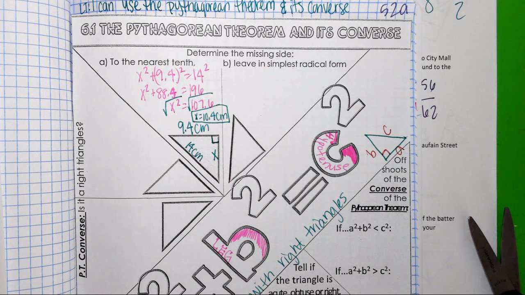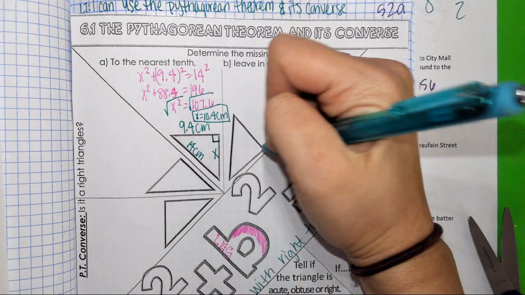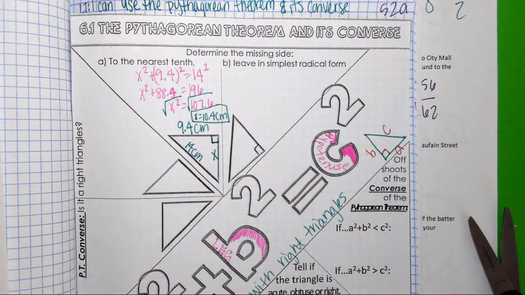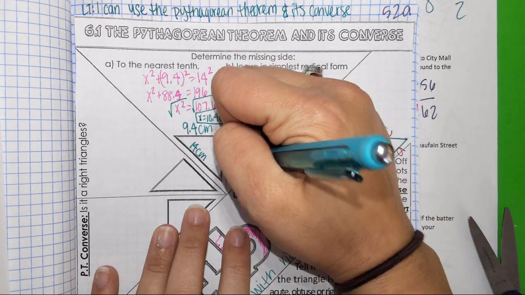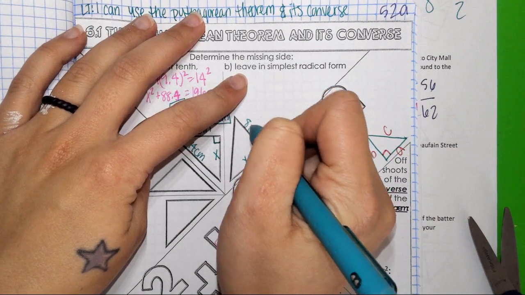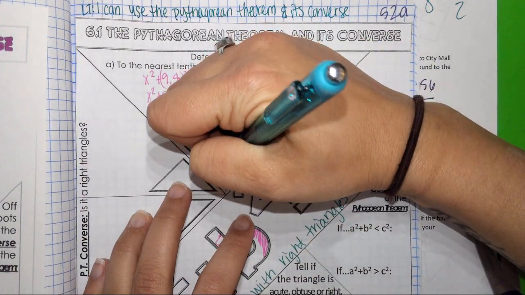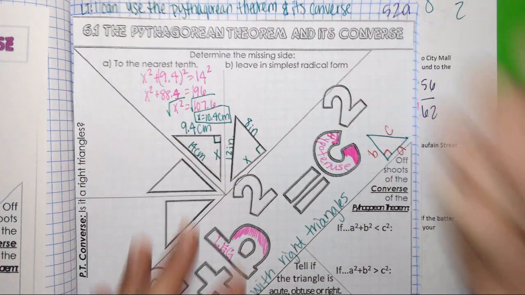Okay. Now for the next one we're going to do, are we ready or do we need a moment? Okay, so this time we're going to leave it in simplest radical form. Put a box right here. Alright. This is going to be x. This is going to be 8 inches. And our hypotenuse is going to be 12 inches.